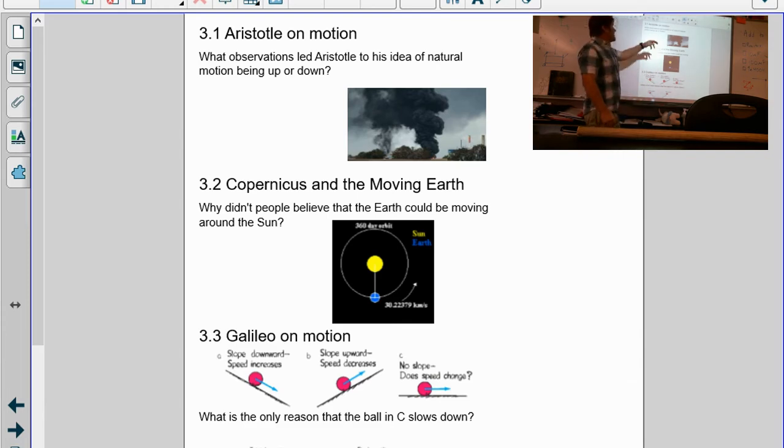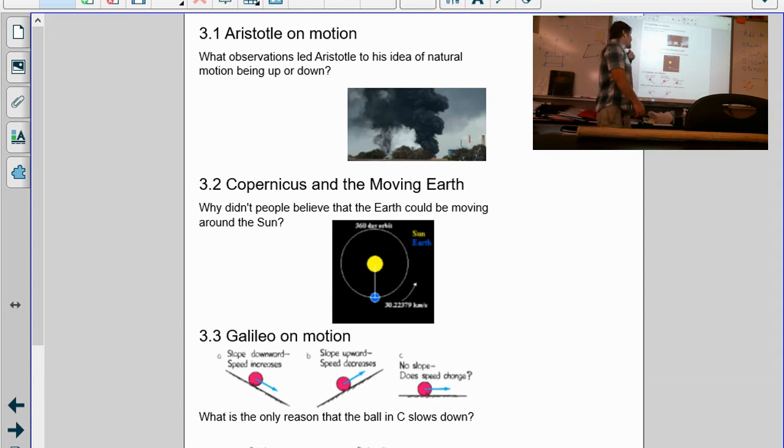So Aristotle on motion. It used to be believed that there were two kinds of motion, that things either went up or down. They believed this because if you look at smoke, smoke rises. And if you look at other objects, say our pig that we weighed, it falls. Okay, so objects either go up or down. That was the natural state of things.